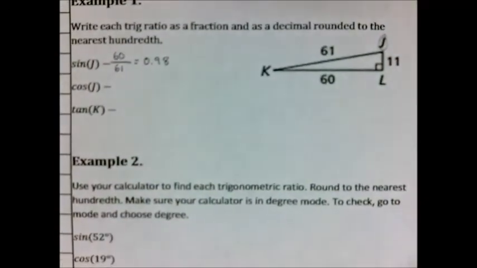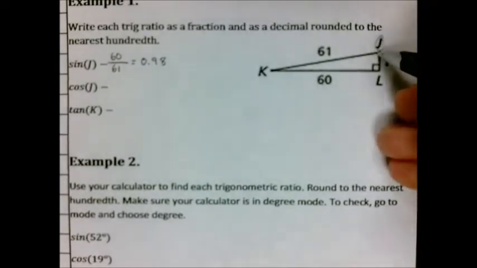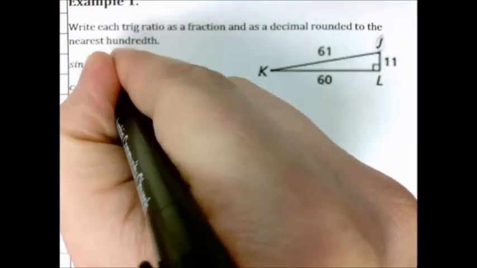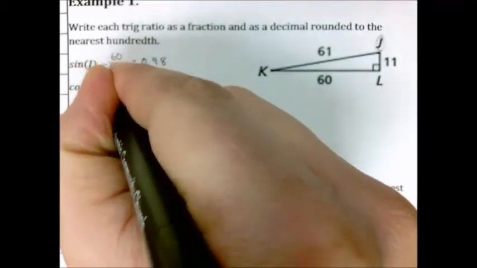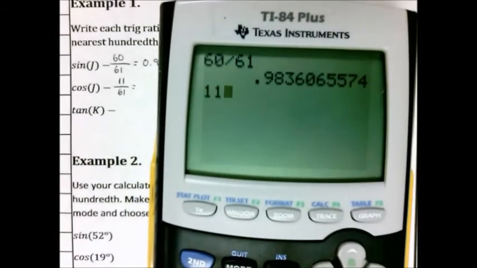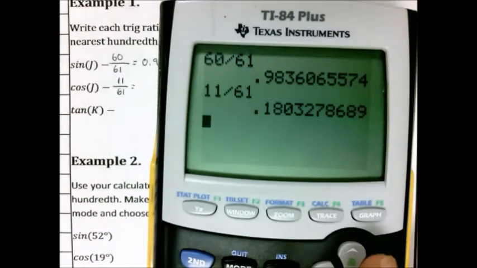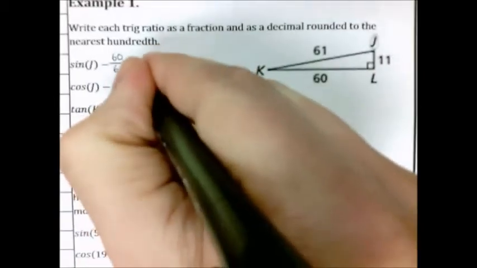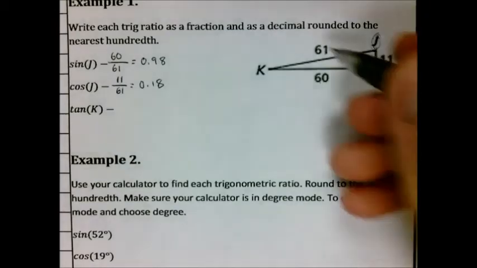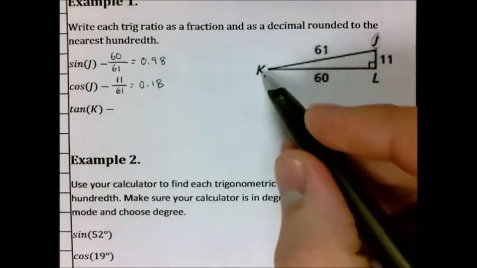Same type of thing here for cosine though, a cosine of J. Remember SOHCAHTOA, the C is adjacent over the hypotenuse. Okay, so we're going to look at the adjacent leg, which is this 11, over hypotenuse, which is 61. So it'd be 11 over 61. Again, writing that as a decimal, we would just do 11 divided by 61 is 0.18.